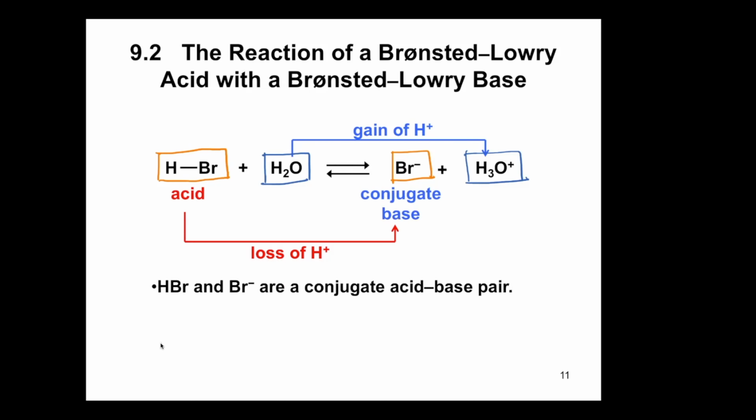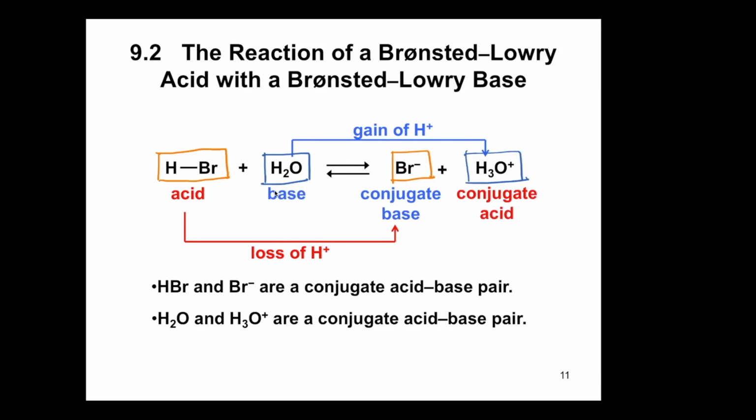Now, if we look at the other substances in the chemical equation, we have here water. So based from this equation, we can see that the water accepted the proton. That's why it is considered the base. Now, the counterpart water in the product side can be considered the conjugate acid, which is the product formed from the gain of a proton. Okay, so always remember the conjugate acid base pair.